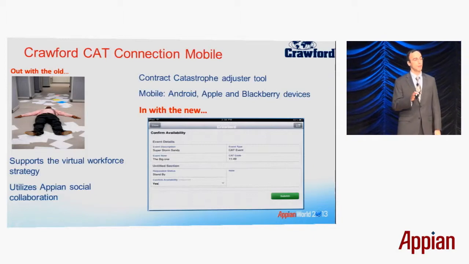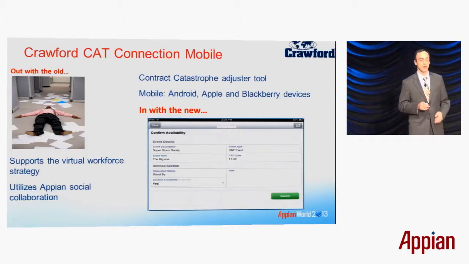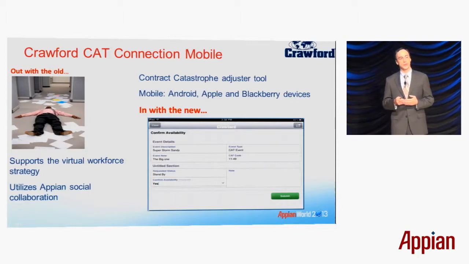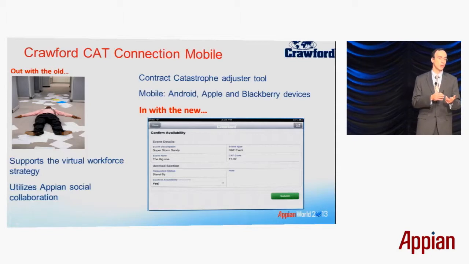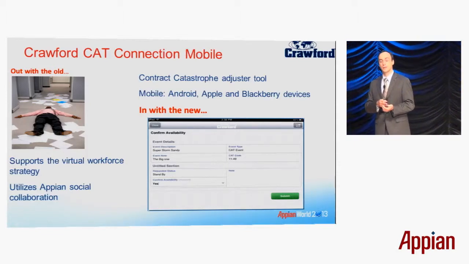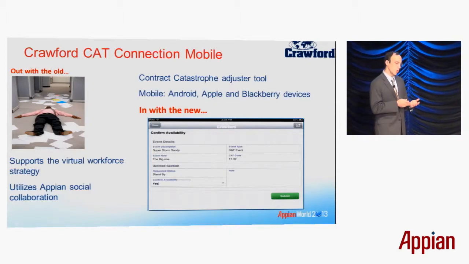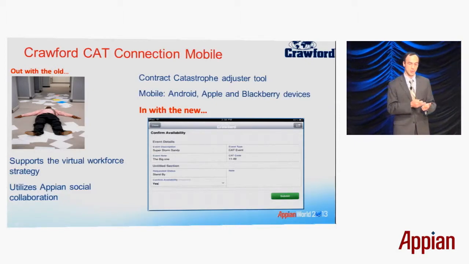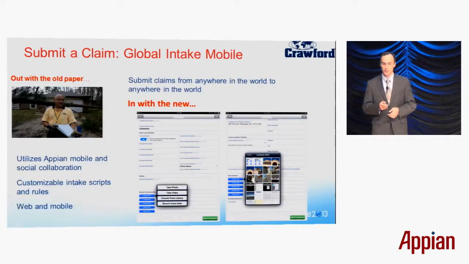And another very important aspect of CAT Connection and CAT Connection Mobile is it gives the operations visibility throughout the CAT operations. We know who is working where, assigned to what event, who is available to be assigned, etc. Analytics, we use Appian Analytics, we use mobile processes, business rules. We use most of Appian functions in this application.